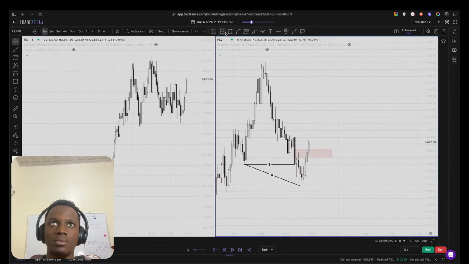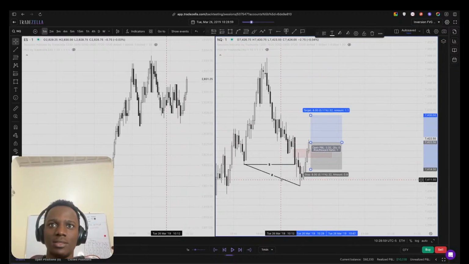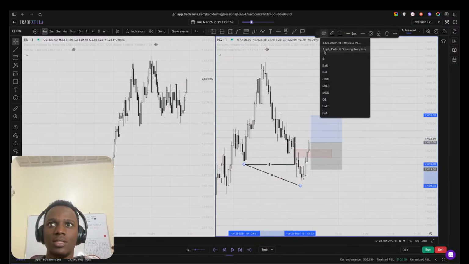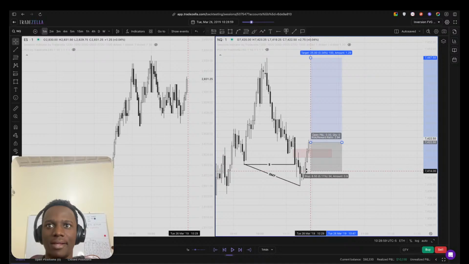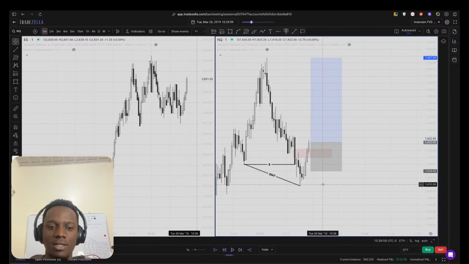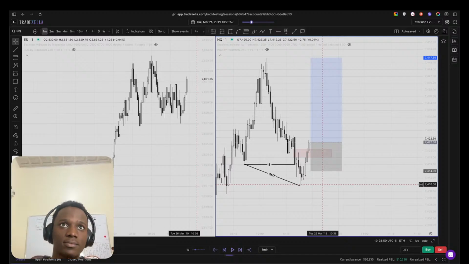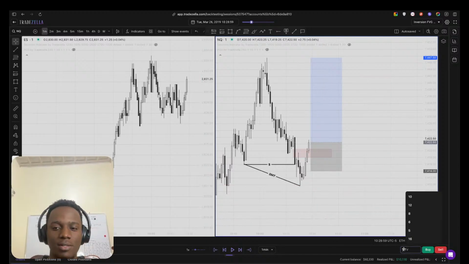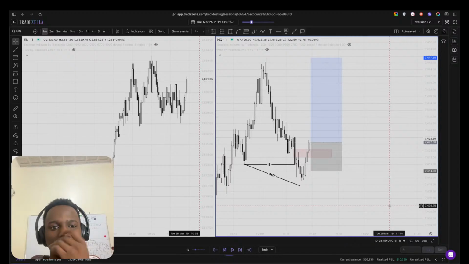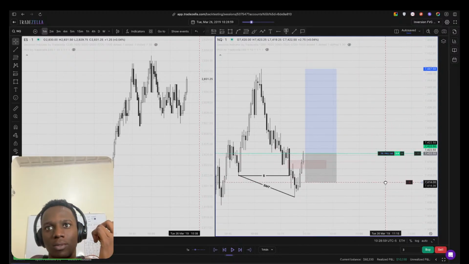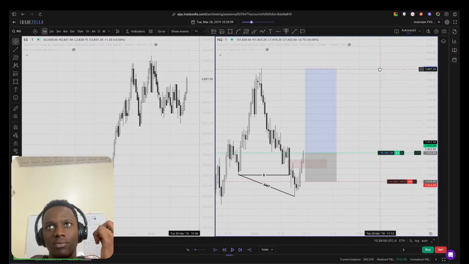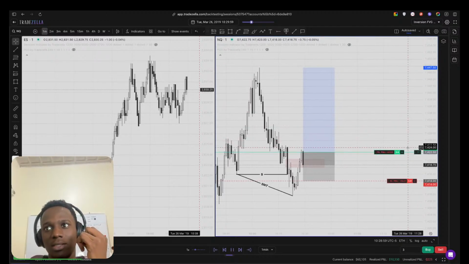And a sweep, and an SMT. So this here is the SMT. So I'd like to see price generally push to this high here and see if we can get the bag for the day. It's 500 for 160. It's 3 minutes long. So stop at this low here and take profit at this high. We just have to wait now.